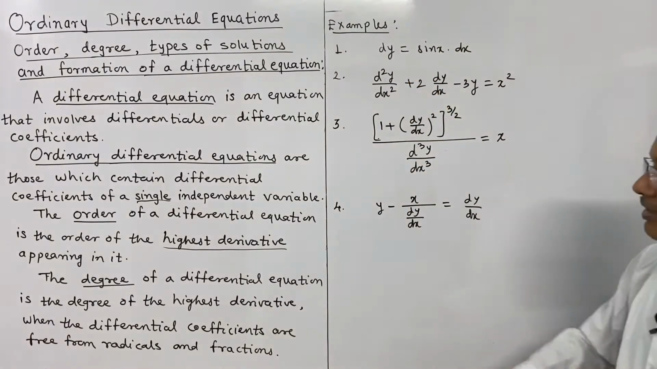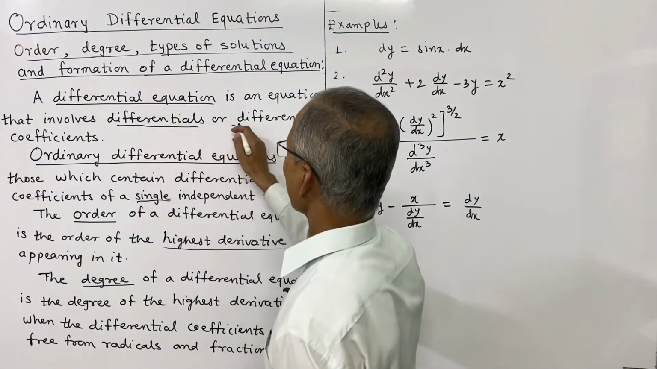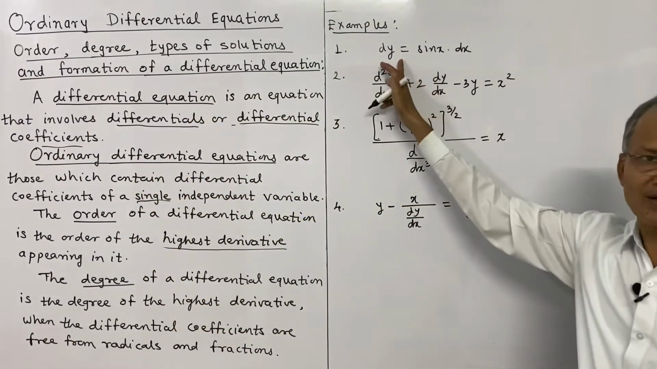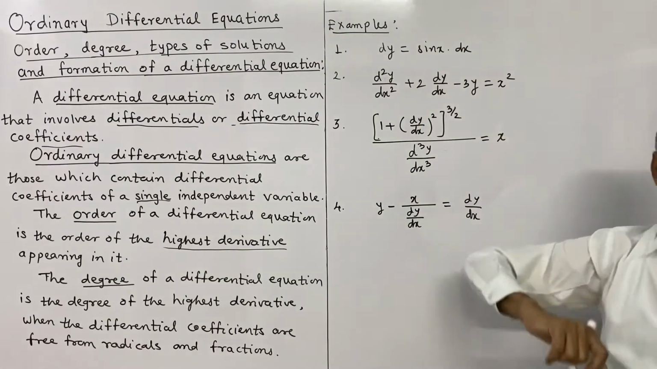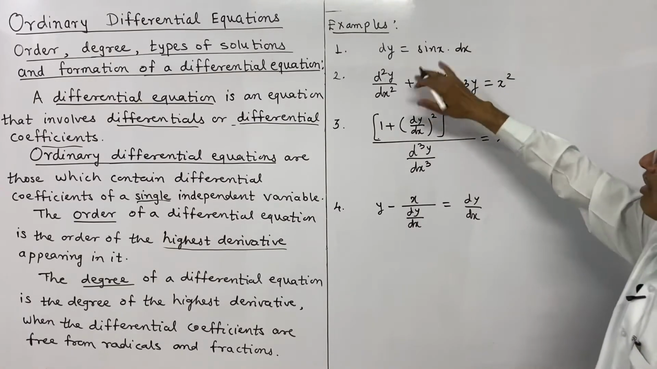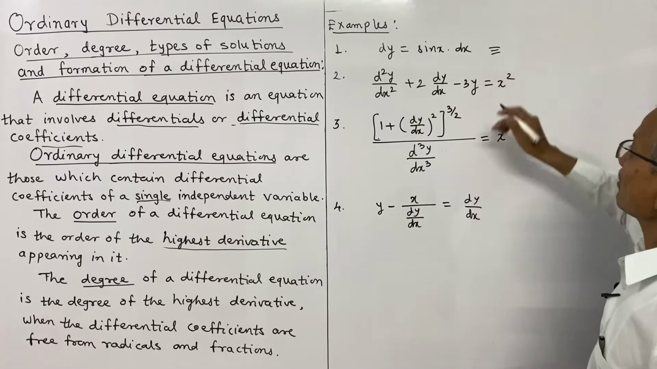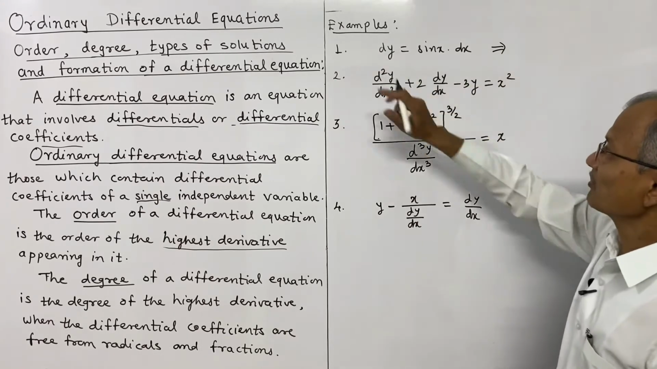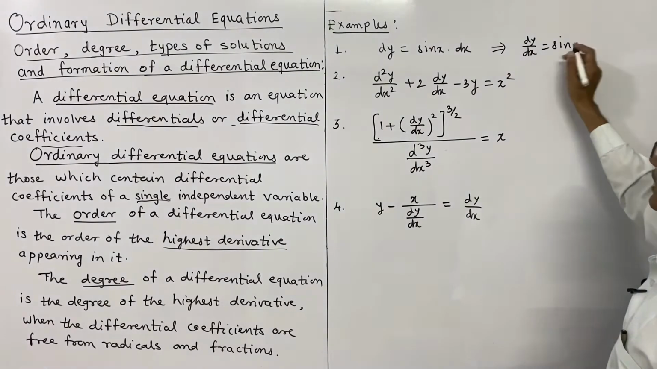differential equations, because a differential equation is an equation that involves differentials or differential coefficients. Now here this first equation involves differentials. dy is a differential of y, dx is differential of x. So dy is equal to sin x into dx, that is a differential equation. And what will be the order of this differential equation? Actually this equation can be written as, now see, this dx can be transferred to this side, and that will be dy by dx is equal to sin x. It is equivalent.